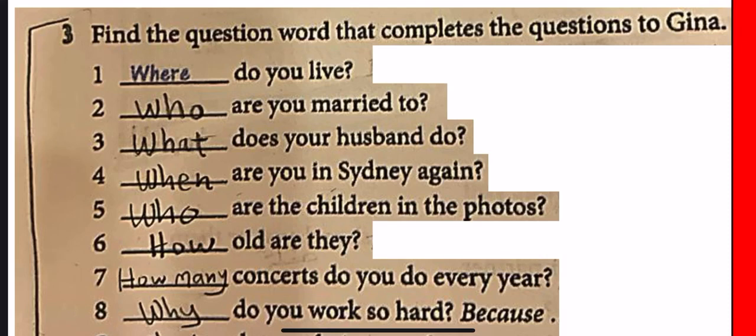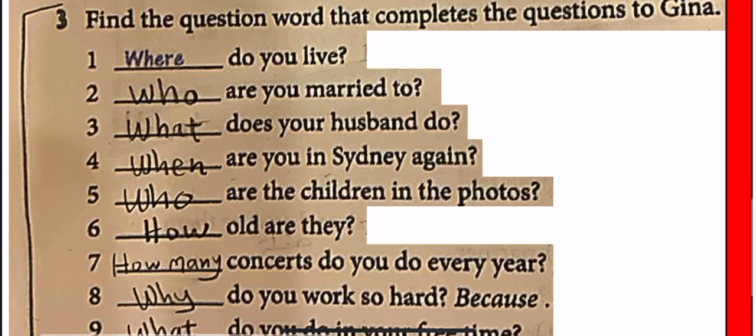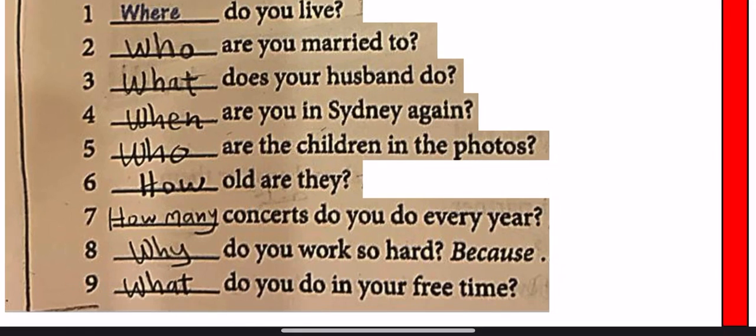Six. How old are you? Here the question is about age. So here we use the present simple with are because we don't find a main verb. How old are they? How old, the question, are the auxiliary verb, they the subject.